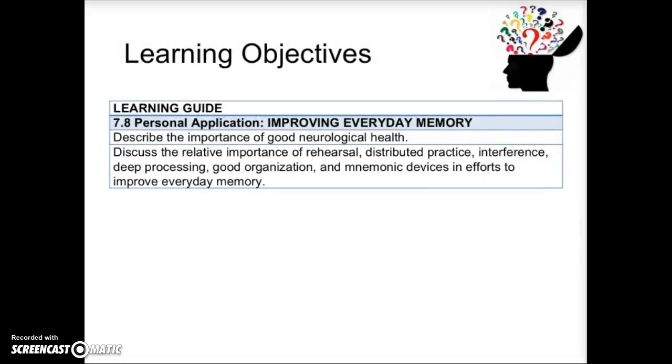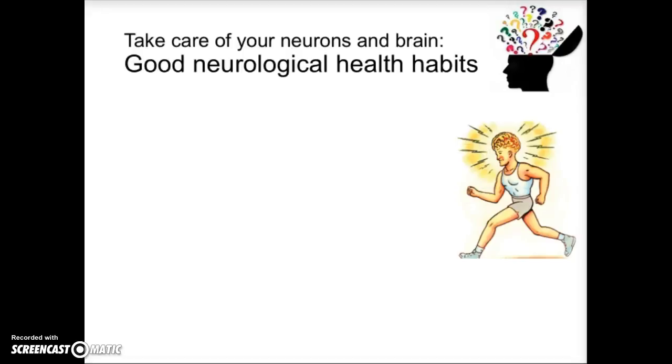So now we're going to focus on things that you can do to improve your memory of just everyday life events, to include this class. So we've really got to take good care of our neurons and our brain. And so I have a list of good neurological health habits. These are kind of like good dental health habits. You do these things to maintain the health of your neurons. The number one thing is adequate sleep. As you learned in Chapter 5, Variations in Consciousness, sleep is critical to attention and focus and memory and problem solving.